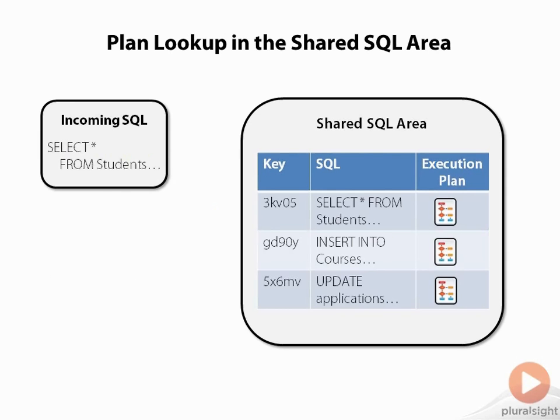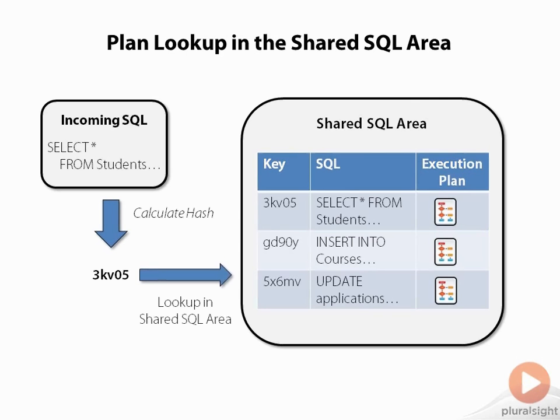When a SQL statement is submitted to Oracle and the Oracle Optimizer needs to determine an execution plan, it will first examine the Shared SQL Area to see if an execution plan already exists for this SQL statement. To do this, Oracle will use the same hashing function to calculate the hash key on the text of the submitted SQL statement, and then, much like you would do in a hash table, perform a lookup by this hash key in the Shared SQL Area. If a matching execution plan is found, Oracle can simply read this execution plan out of the Shared SQL Area and continue on processing the query.